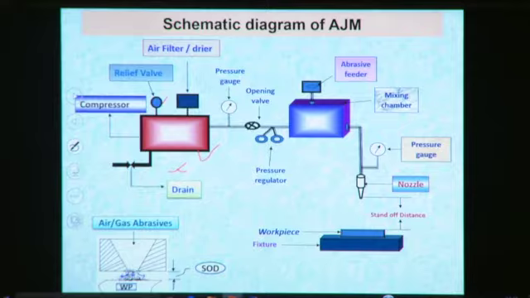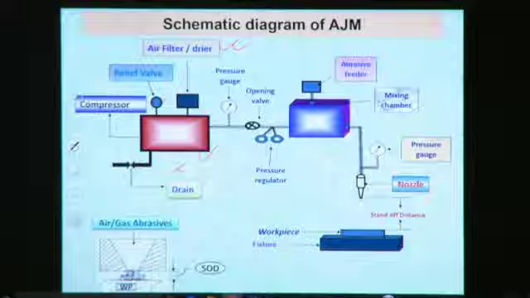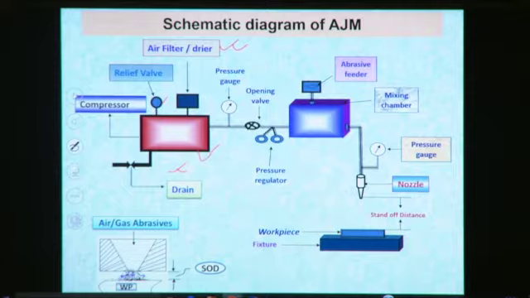One more thing is the air filter or dryer. Why do we need an air filter dryer? Because the compressor takes air from the atmosphere, and in that atmospheric air there may be some moisture content. If there is moisture, then when abrasive particles are mixed with that moist air in the mixing chamber, the abrasive particles will be agglomerated. When these agglomerated abrasive particles exit through the nozzle, because there is a very small gap and small diameter, they will hit the inner surface of the nozzle.